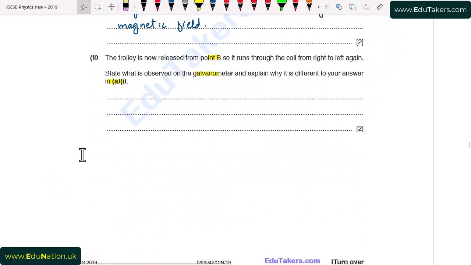I write here: galvanometer gives greater deflection because of high speed.